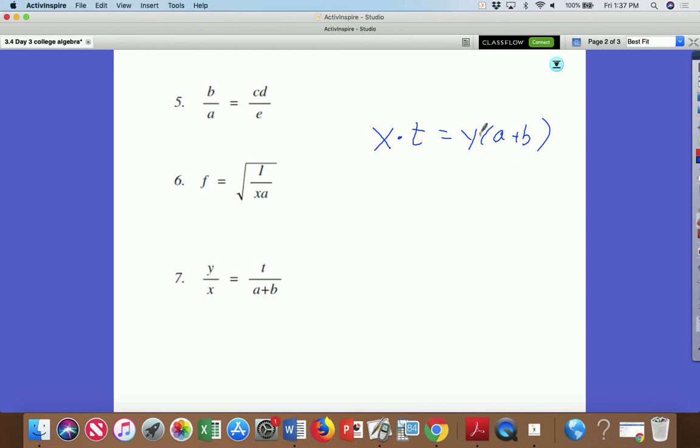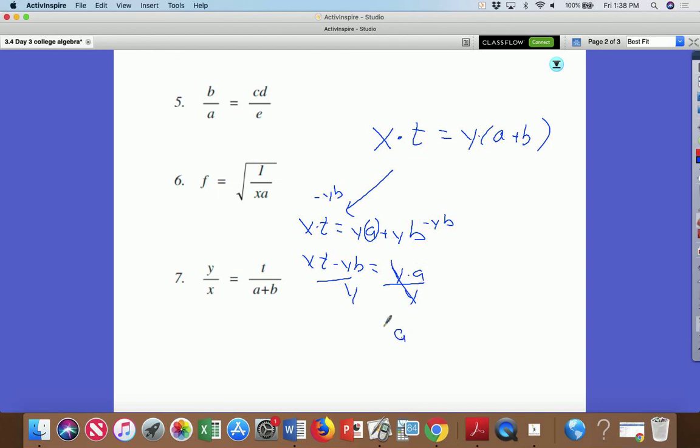Now, could you distribute the y through? Absolutely. I'm going to do it a couple different ways. If I distribute the y through, I have xt equals ya plus yb. Now what should I do? Right, you get rid of the multiplication last, you get rid of the addition first. So I'm going to subtract yb. So it's going to be xt minus yb, and then divide that by y.